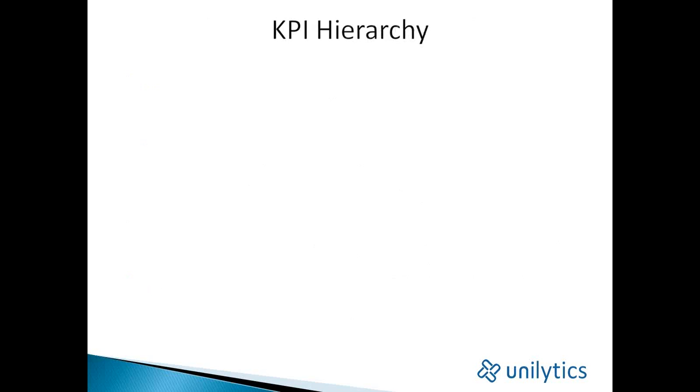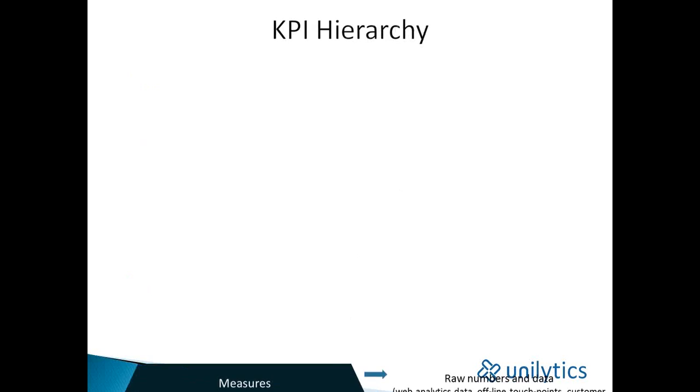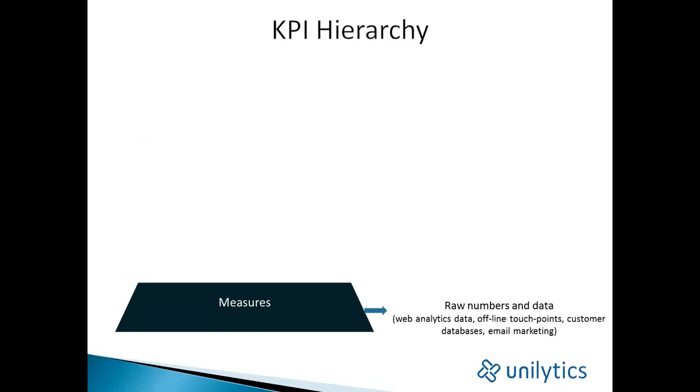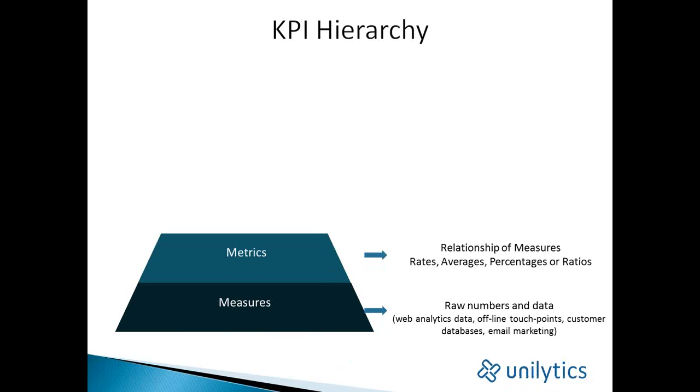So if you look at the KPI hierarchy and where a KPI fits in, the bottom level are the various measures. These are the raw numbers and data points that come out of the reports, web analytics reports, customer databases, email marketing, and so on. As we slice and dice those measures, we arrive at metrics. And these are the relationships of those measures. And these are the four wrappers: rates, averages, percentages, and ratios.